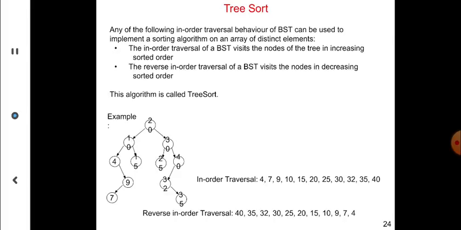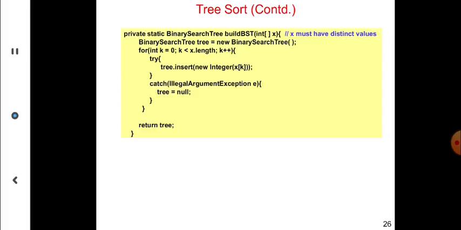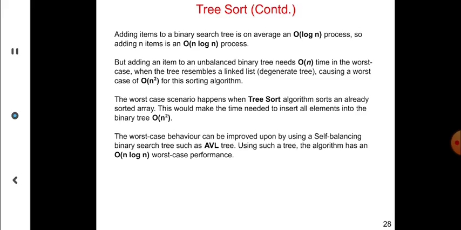Now, in the in-order traversal behavior of a BST, the numbers are sorted. The in-order traversal of a BST visits the nodes of the tree in increasing sort order, and the reverse in-order traversal gives decreasing sort order. That means you are talking about ascending sort, sorting the numbers from small to large, or with reverse in-order, from large to small. The tree sort implementation will be discussed from the C language point of view.